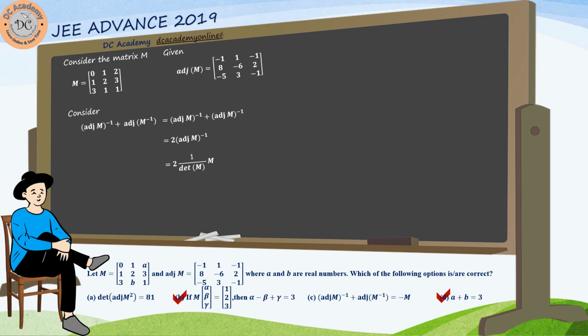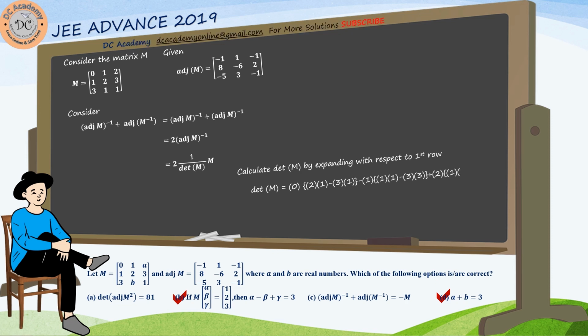Here we calculate the determinant of M by expanding with respect to the first row. If I expand with respect to the first row by the normal method, take 0, then 2 into 1 and minus 3 into 1. Take 1 with a minus sign, 1 into 1 and 3 into 3. Take 2, it's 1 into 1 and 2 into 3. That's the job. If we do the simple arithmetic calculation, we get the determinant of M as minus 2.